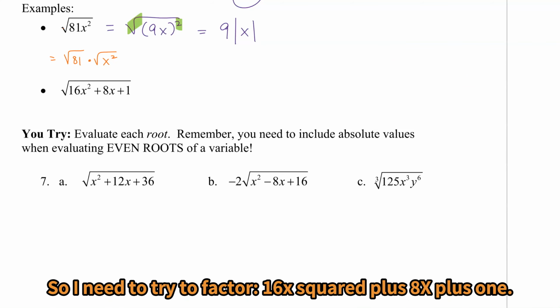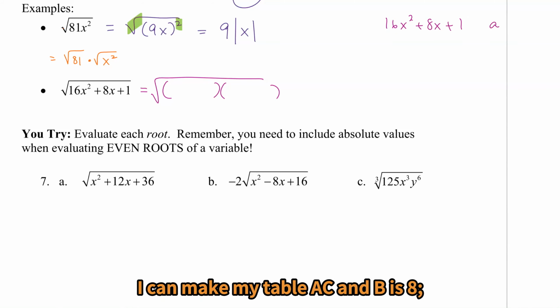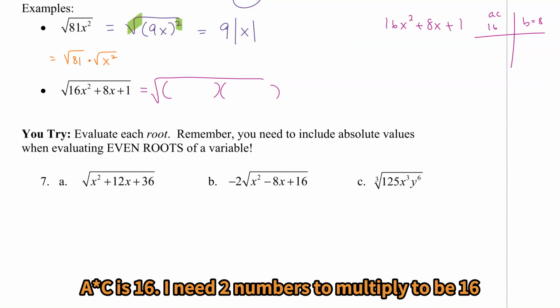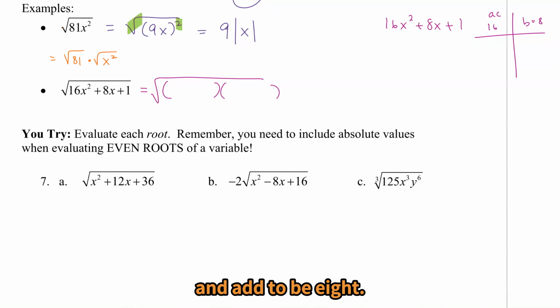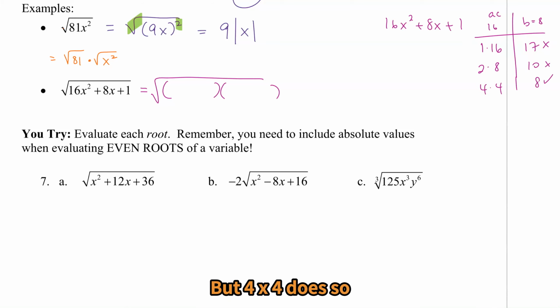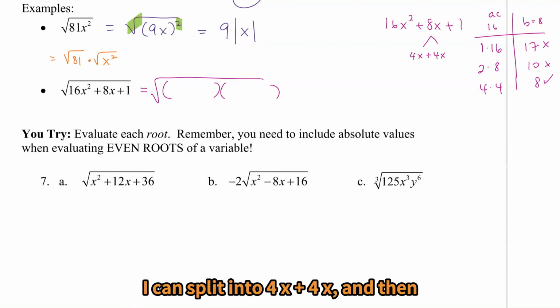So I need to try to factor 16x squared plus 8x plus 1. I can make my table AC and B, where B is 8. A times C is 16. I need two numbers that multiply to 16 and add to 8. 1 times 16 doesn't work. 2 times 8 doesn't work. But 4 times 4 does. So that means 8x I can split into 4x plus 4x.